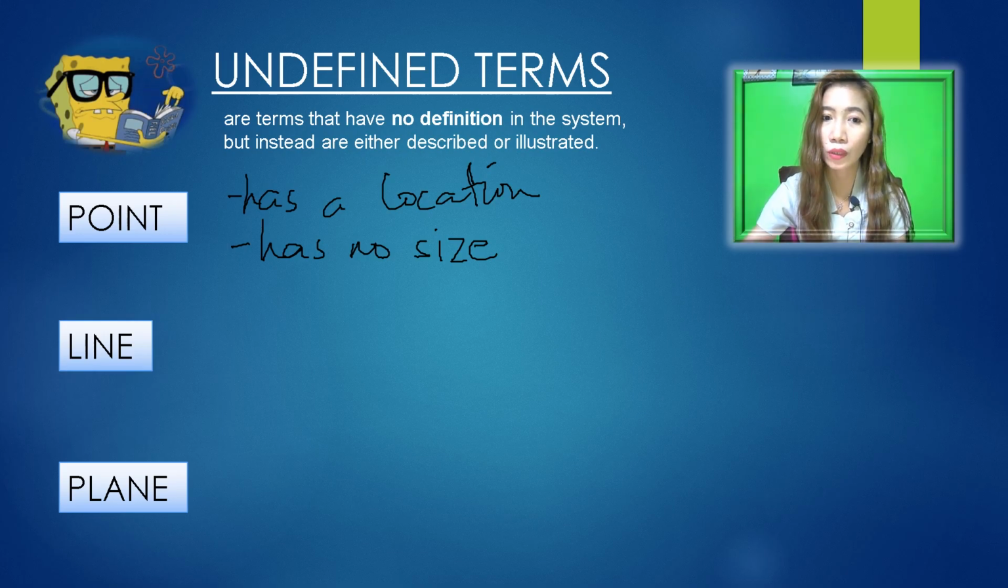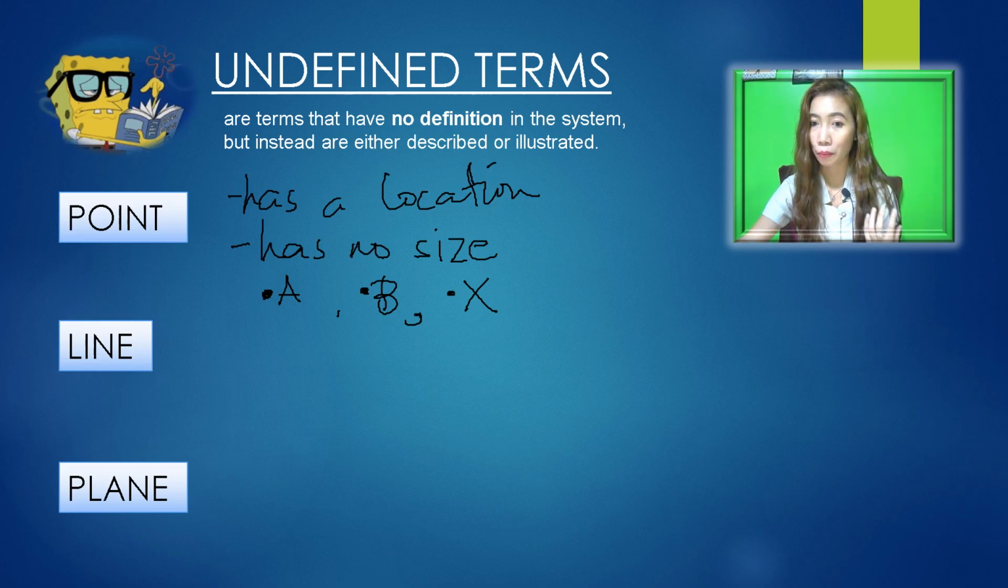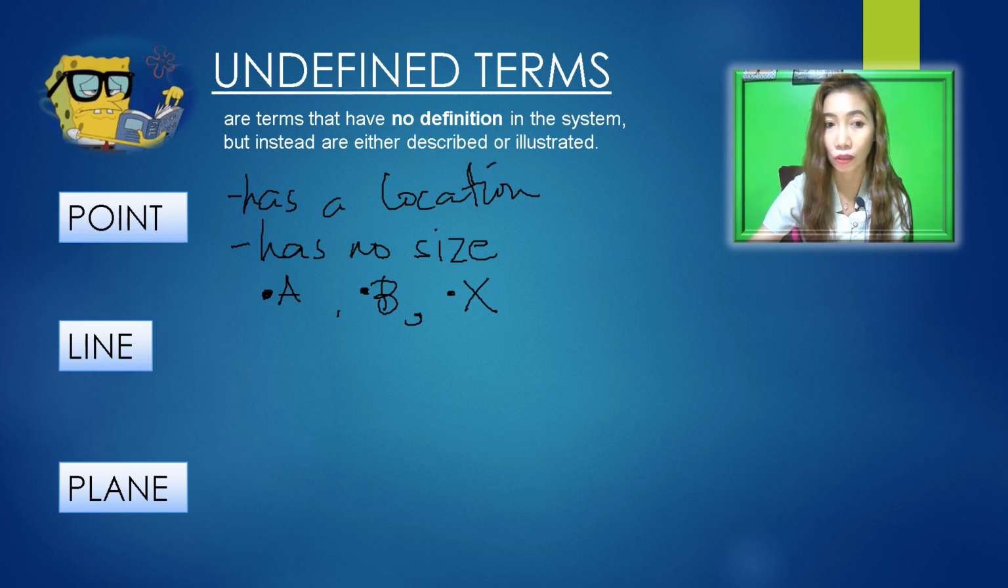And how are you going to name a point? So, in naming a point, we use capital letters. So, like, for example, this one. So, we have point A. What else? We can have point B or point X. So that's how we name a point using a capital letter.